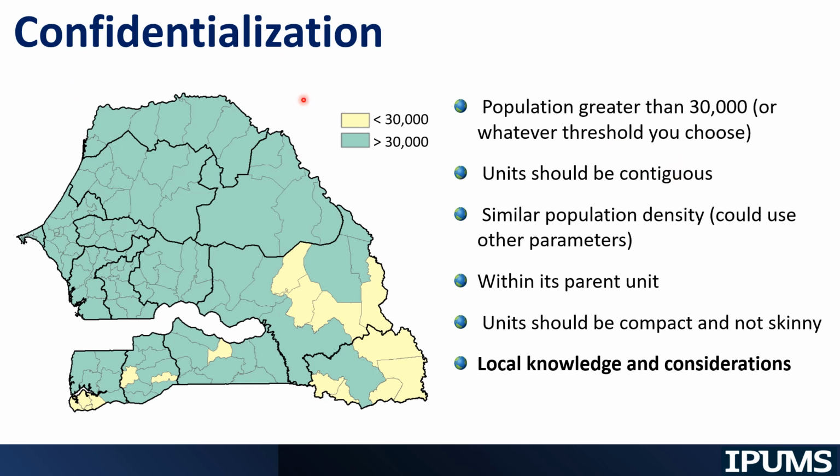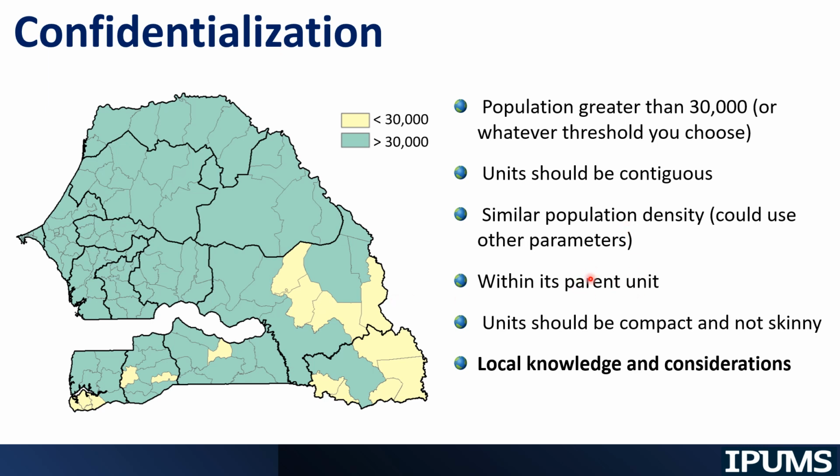So here are some of the rules of confidentialization. I am saying population is greater than a particular threshold. For here, I'm choosing 30,000. The units should be contiguous, side by side, with a similar population density. You could use any other parameter. They could have similar language, similar food habits, similar terrain, whatever you choose. In this case, we chose population density.